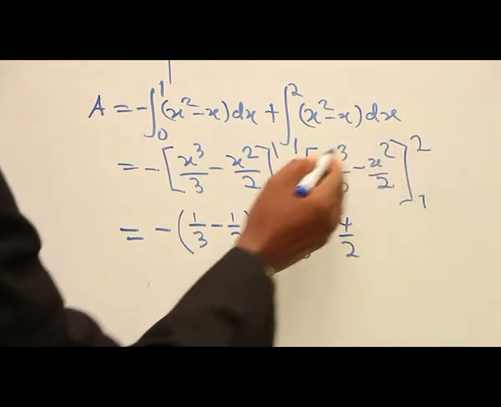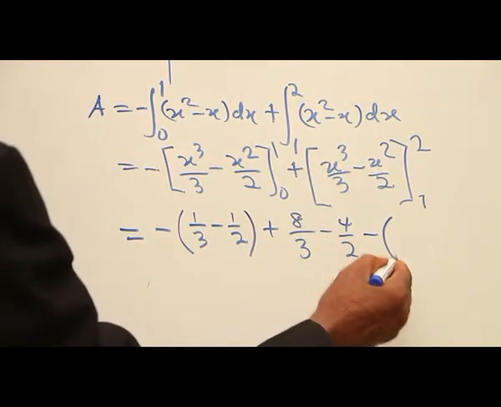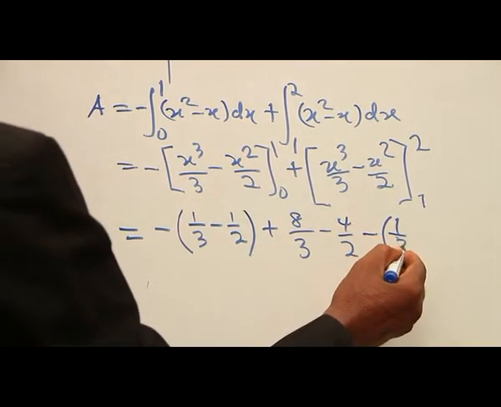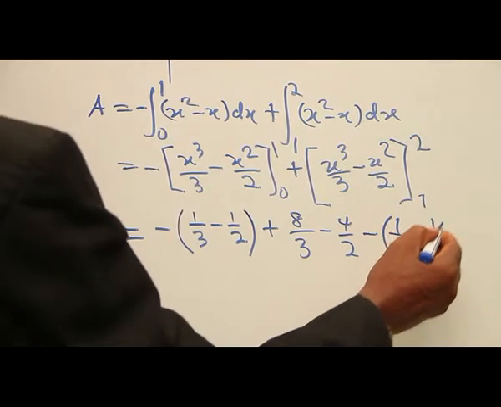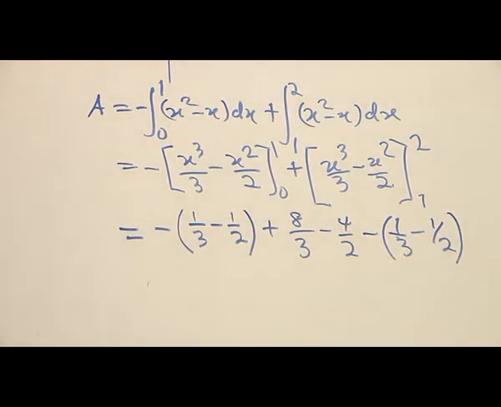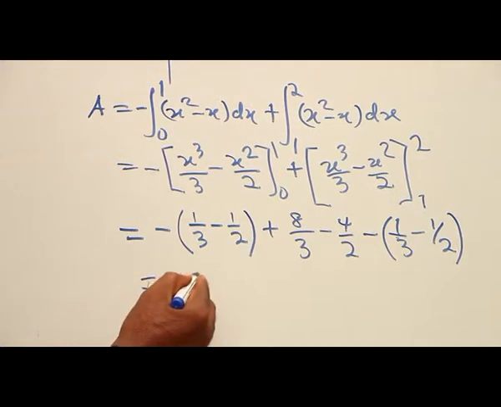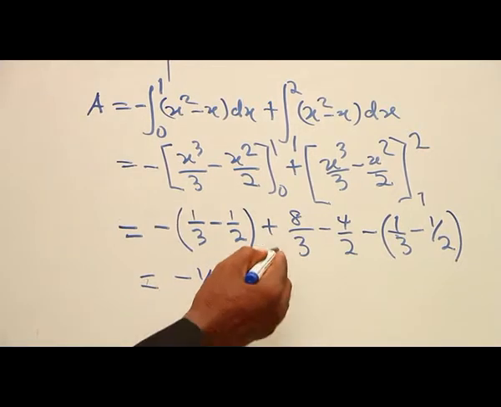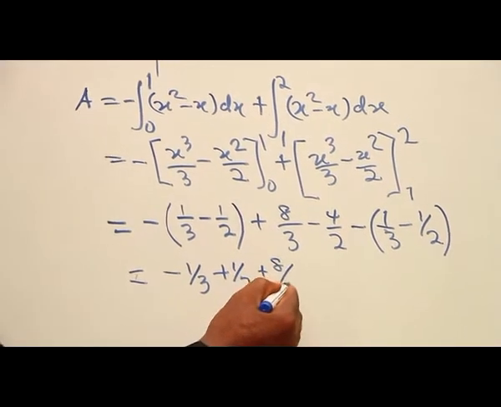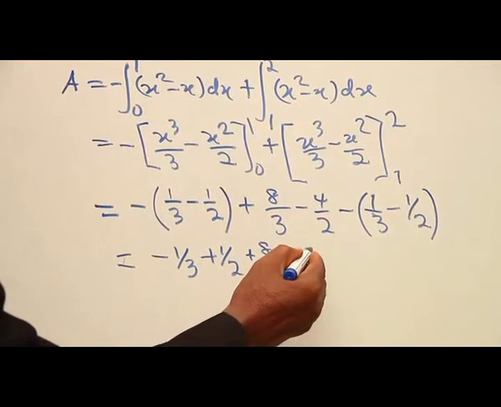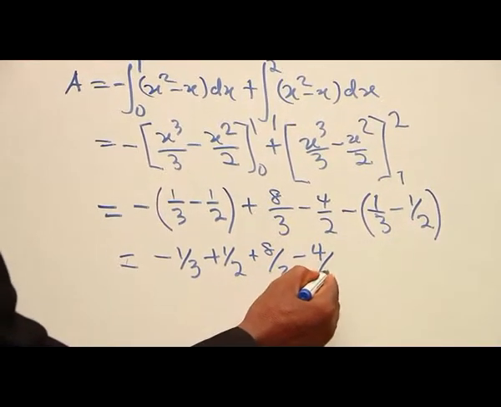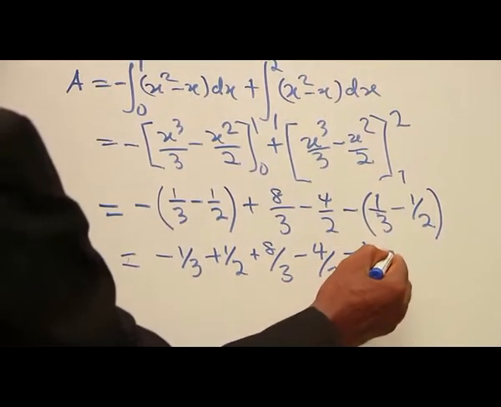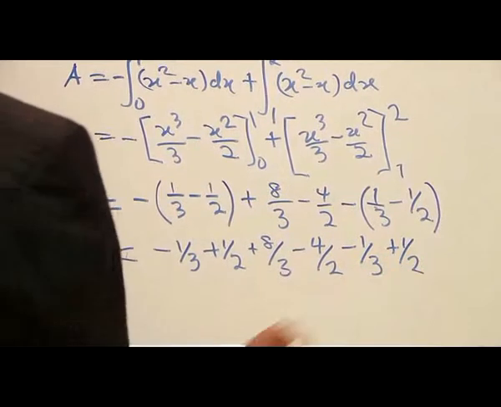Then when you have done that, the upper limit minus, open the bracket again and put this. This is going to be 1 all over 3, and then minus 1 all over 2. So let's open the brackets all together. We have minus 1 all over 3, and then plus half, and then we have plus 8 all over 3, and we have minus 2, or rather we'll leave it as minus 4 all over 2, and here is minus 1 all over 3, and we have plus 1 all over 2.